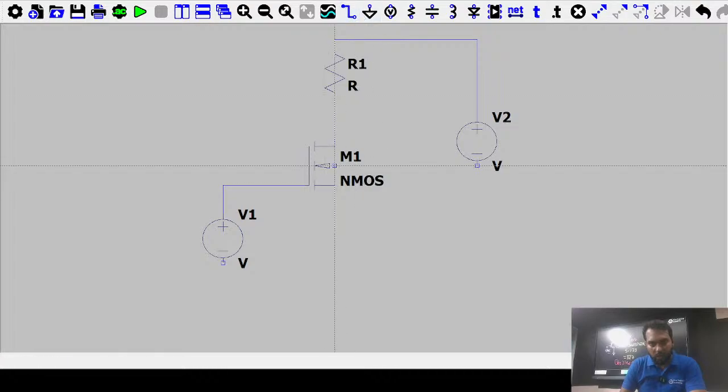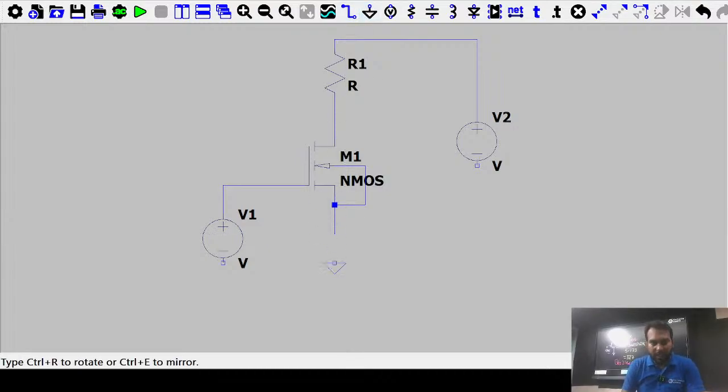I want this wire to connect with the source. Body is connected to source. Why? Because VSB is 0. If VSB is 0, you will find that there is no effect on VTH. If VSB is not 0, the VTH will be affected by VSB. So I don't want any effect of VSB on the threshold voltage. That's why I'm connecting source and body shorted to each other, and I am connecting ground.